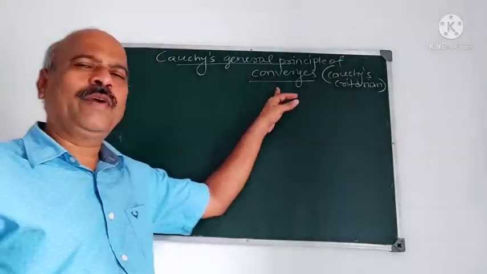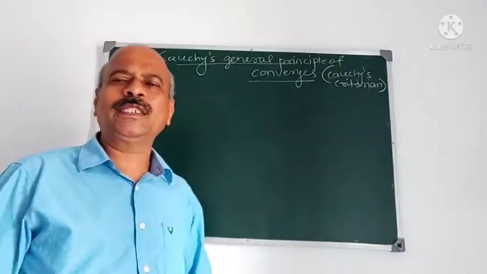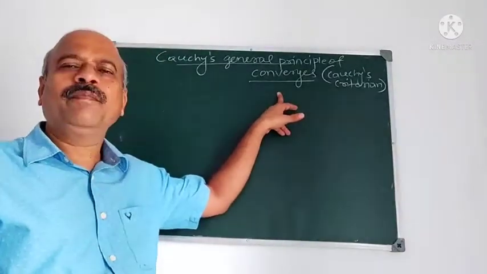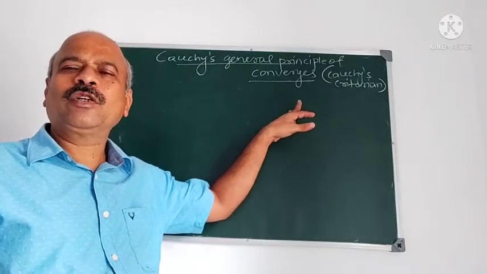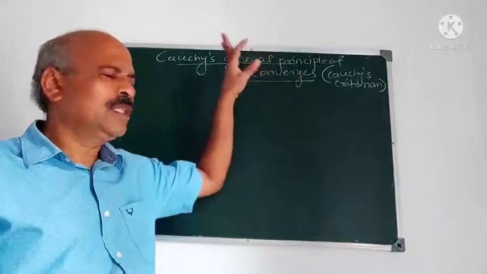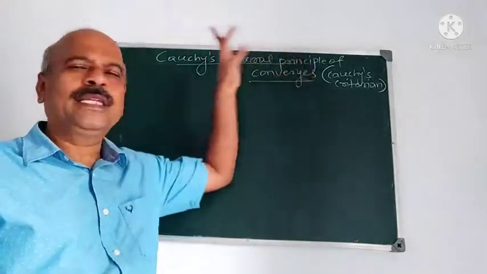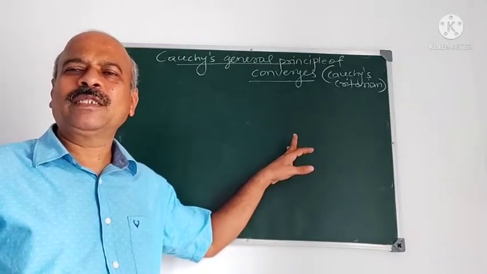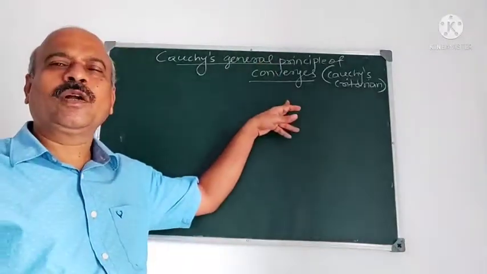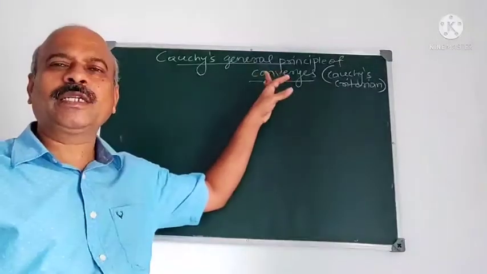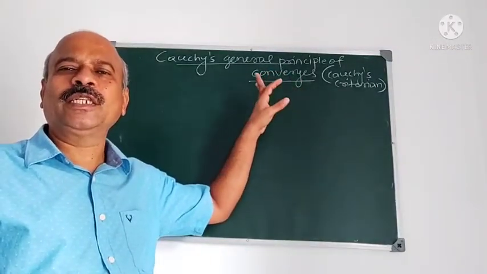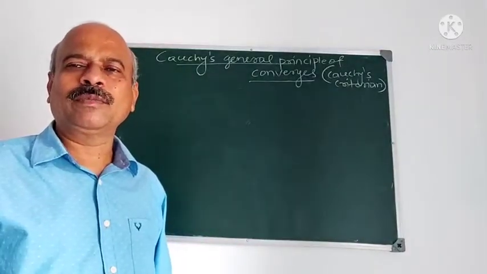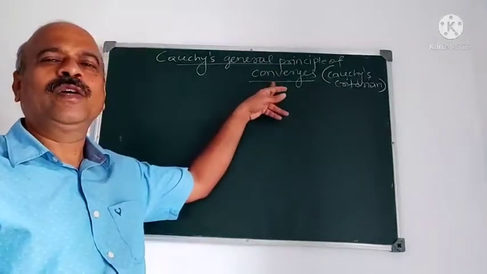Here, while defining convergence of a series, we have associated a sequence of partial sums. If the sequence of partial sums converges, then the series converges. In the definition we have used sequence of partial sums, but always it is not possible or convenient to construct a sequence corresponding to the series. It is difficult to construct the sequence of partial sums. In that case, this is very helpful.